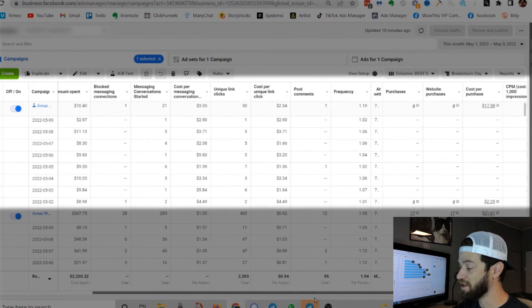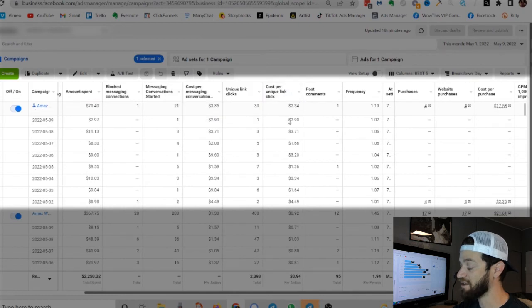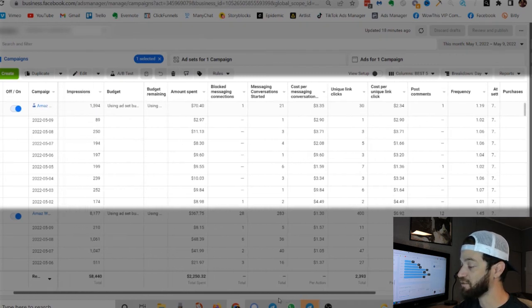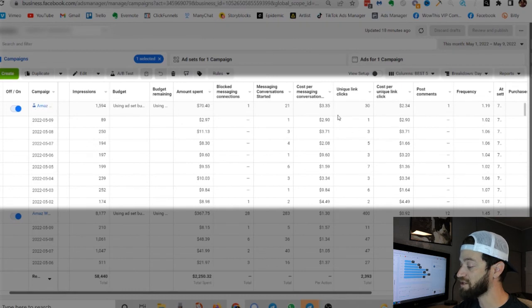Now the next thing that we want to look at here is the cost per unique link click. Again, I like to see this under $1, and we can see that this is overall $2.34. So this is more than double the price that I like to see in terms of link clicks. And finally, if we come to the cost per messaging conversation, the overall number is $3.35. Again, I like to see this number under $2, and typically about $1.50 I would consider to be pretty good. So this is over double what I like to see.